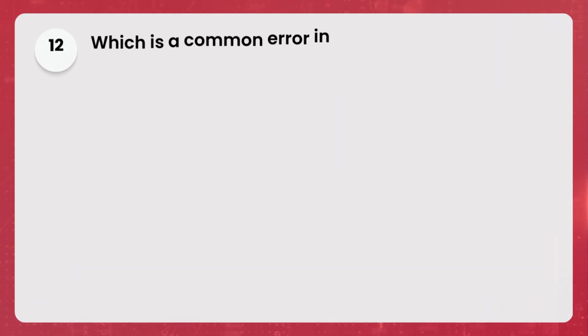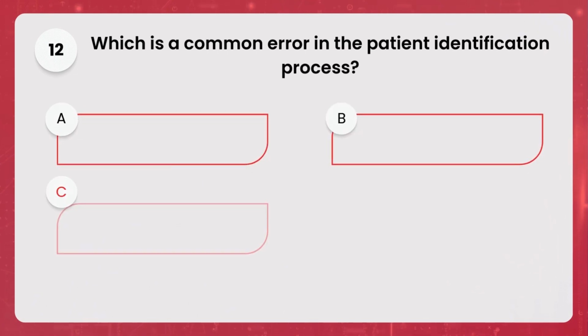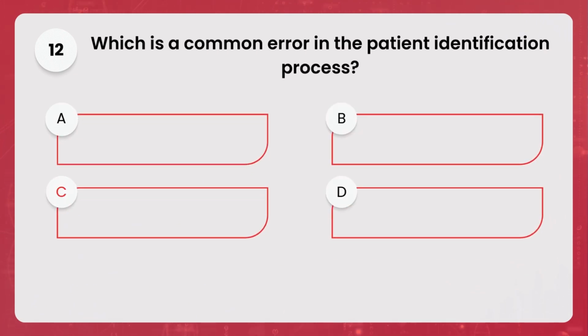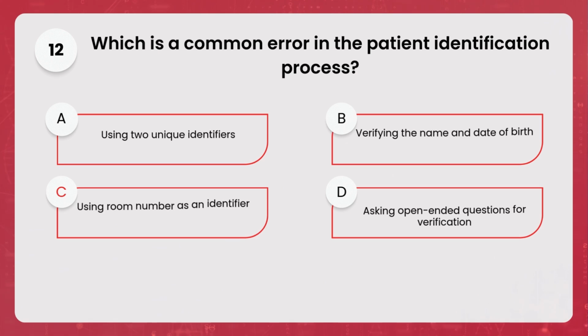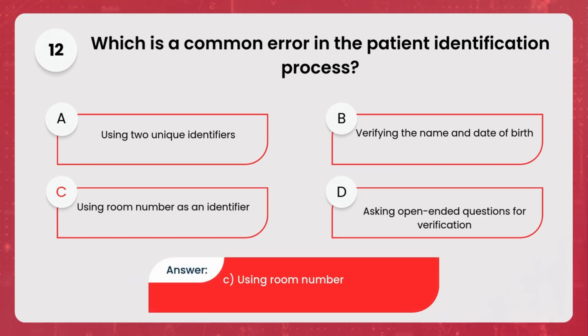Number 12. Which is a common error in the patient identification process? A. Using two unique identifiers. B. Verifying the name and date of birth. C. Using room number as an identifier. Or D. Asking open-ended questions for verification. The answer is C. Using room number as an identifier.